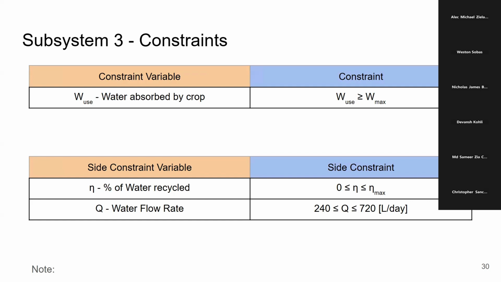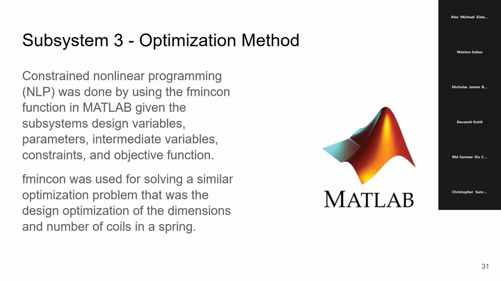The constraints of subsystem 3 were the water absorbed by the crops, and the side constraints are defined here as the percentage of water recycled has to be between 0 and the maximum efficiency, and then the water flow rate has to be between 240 and 720 liters a day. Subsystem 3 was optimized using constrained nonlinear programming by using the fmincon function in MATLAB.